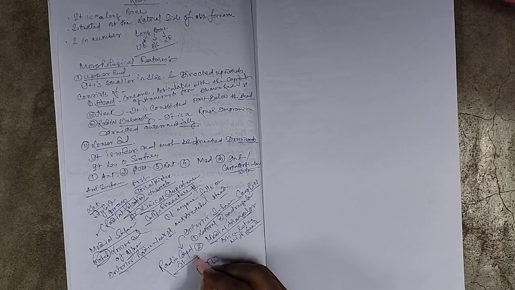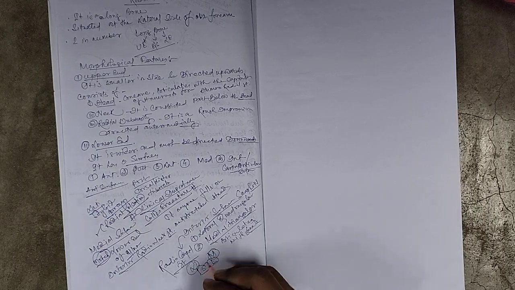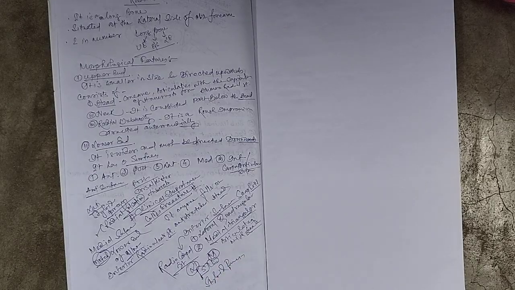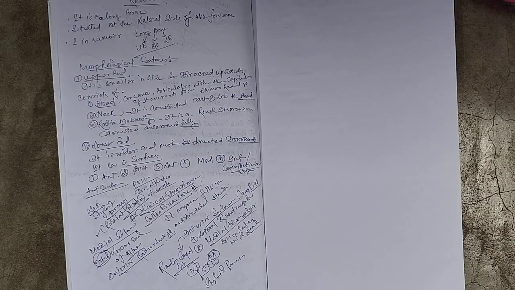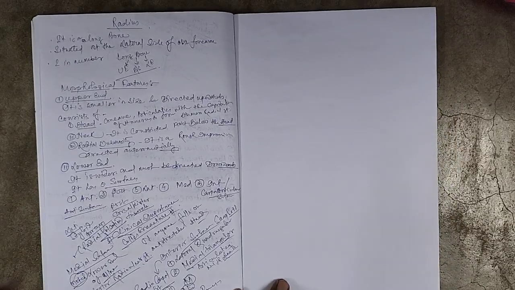This is the scaphoid, this is the lunate. This is the lateral side, this is the medial side, and here is the styloid process. So these are all the surfaces present in the lower end. Now we will discuss the body or shaft part.